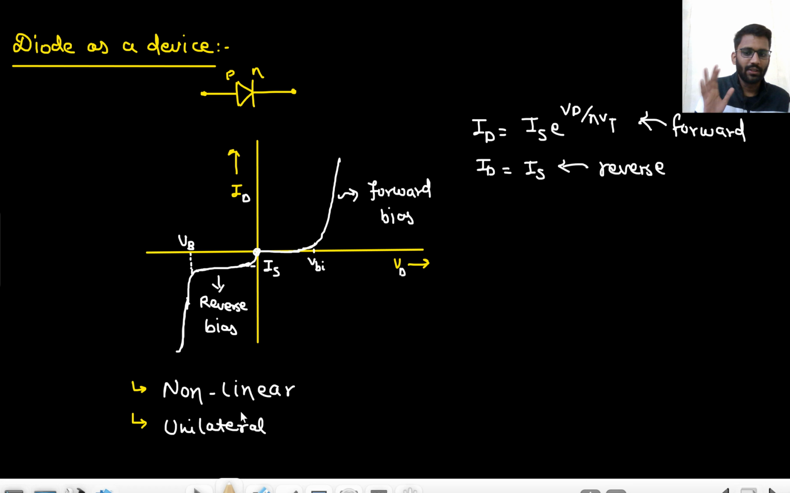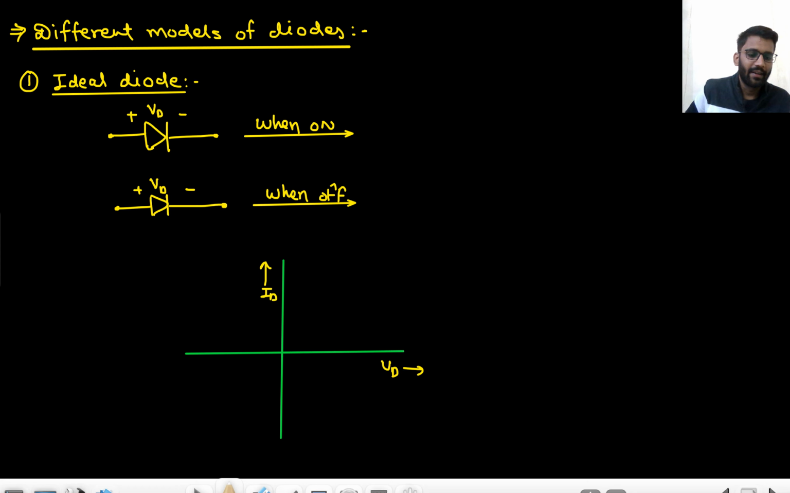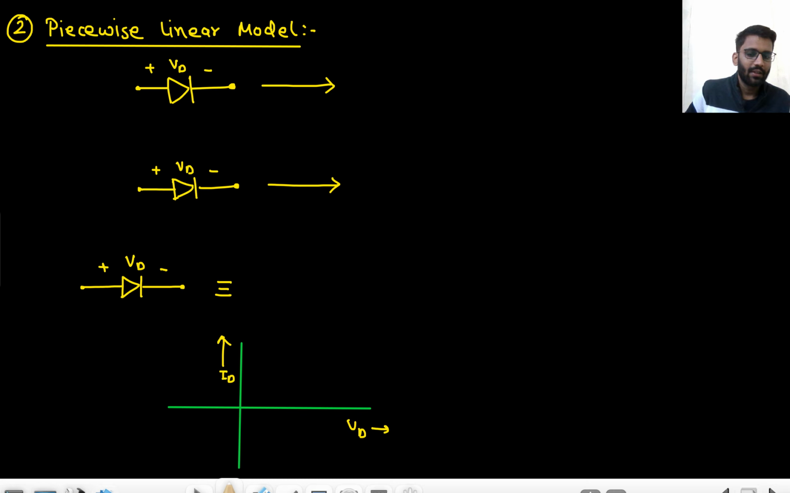Now this is the IV characteristic of the diode. If you use this in circuitry, it will be very tough to solve these nonlinear equations, right? This is a nonlinear, exponential equation, so it is very tough to solve like that. So to make the problem easy, we use some models of the diode, like the ideal diode, the piecewise linear model, or the constant voltage drop model. We will study these models, then we will solve the problems.